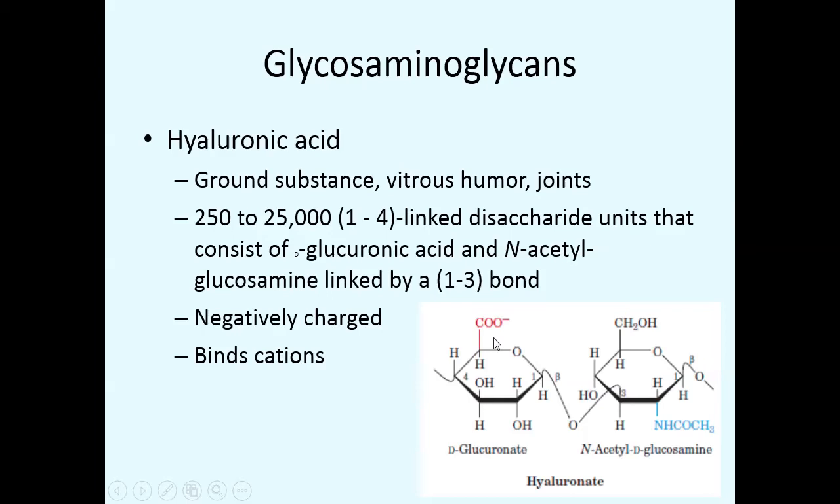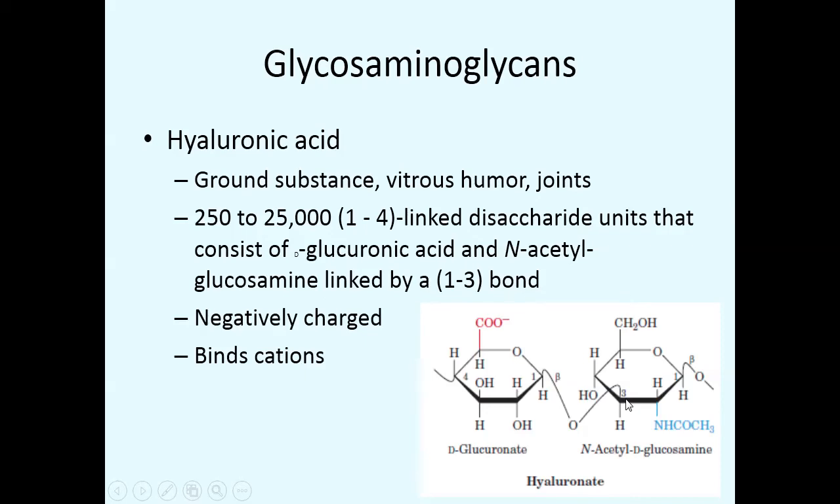In this figure, you can see the structure of hyaluronic acid. The monosaccharide unit shown on the left is glucuronic acid. The carboxylate group is shown in red color. It is linked to N-acetylglucosamine. The N-acetyl part is shown in blue color. The two sugars are joined through a beta-1-3 glycosidic bond.